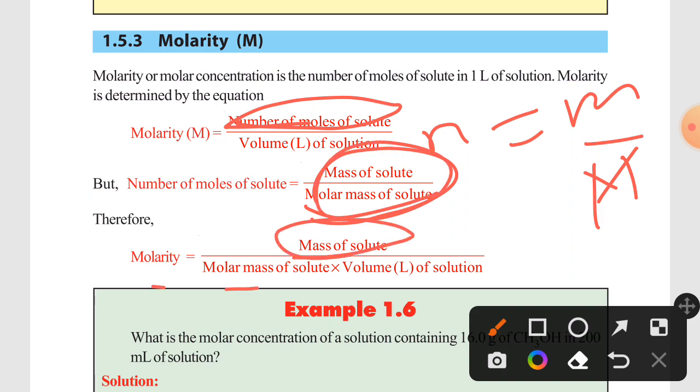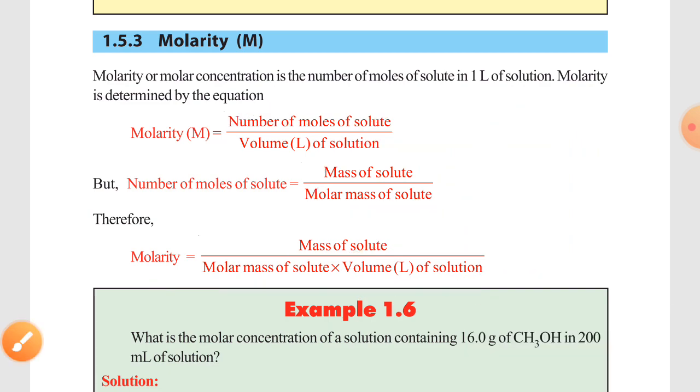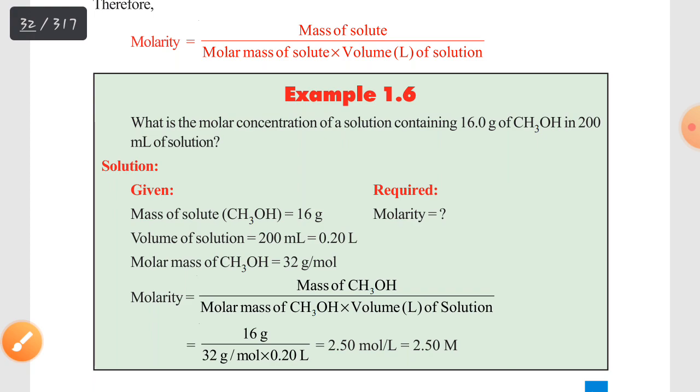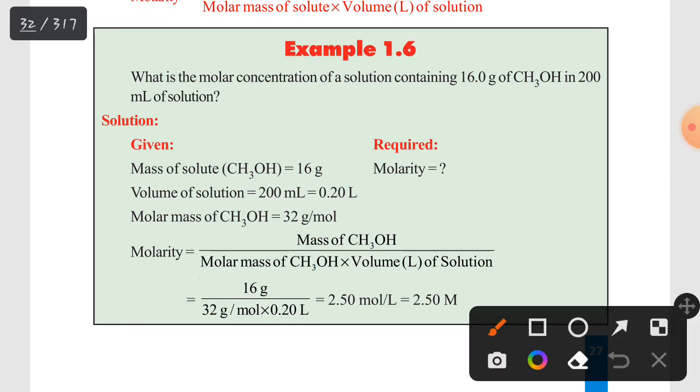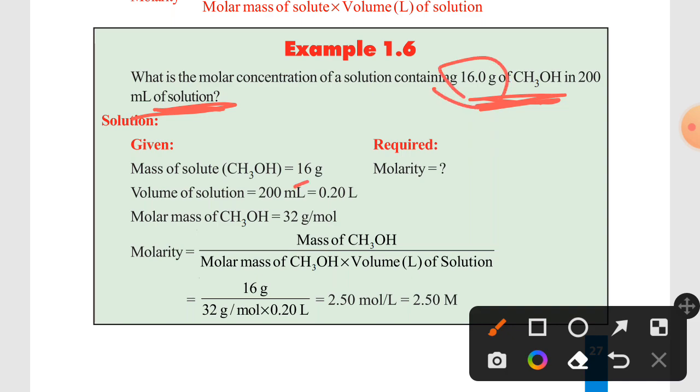What is the molar concentration of a solution containing 16 gram of CH3OH in 200 milliliter of solution? The 16 gram is the solid. The 200 milliliter is the solution. So the mass of solid is 16 gram. Volume of solution, don't forget: we have 200 milliliter of solution. But properly, the unit of molarity is mole per liter, so it is 0.2 liter.